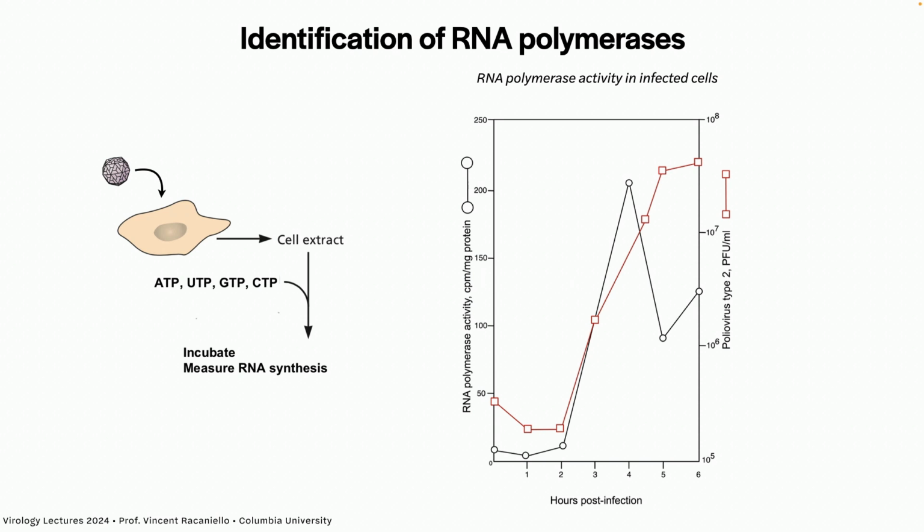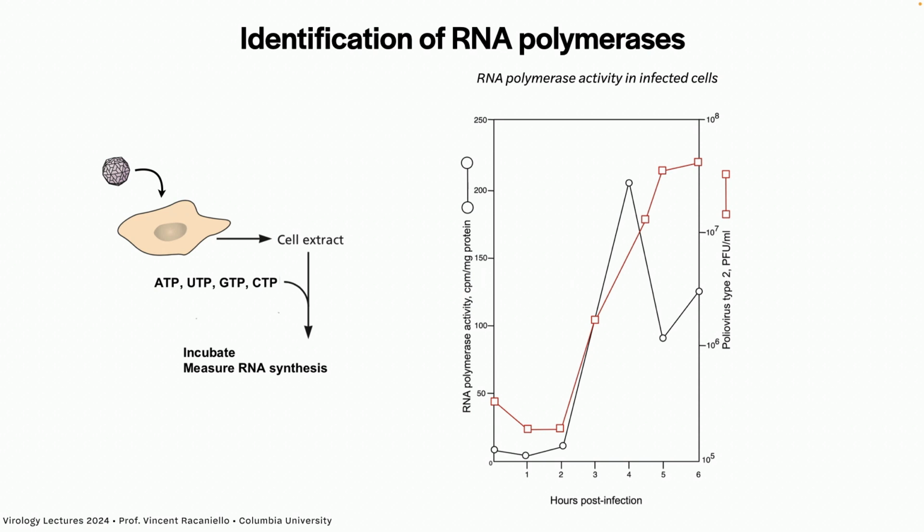So this is a graph. We have hours post-infection, 1 through 6. So very short reproduction cycle. This is poliovirus. And then on the left hand, the y-axis is the RNA polymerase activity. So this is incorporation of the label into RNA. And then on the right y-axis is the titer of poliovirus type 2. So this is PFU per mil, right? So they did a plaque assay here to measure the titer. So those are the square boxes.